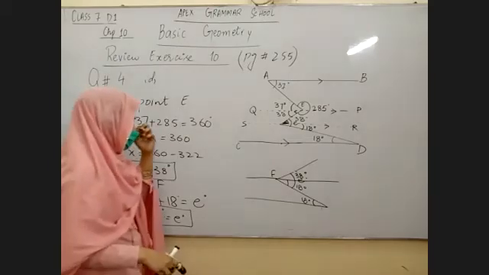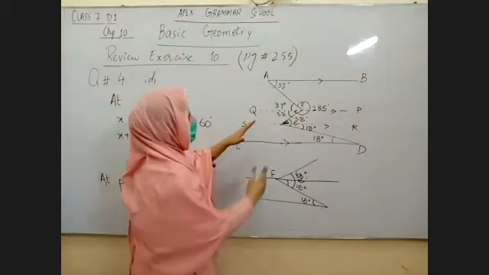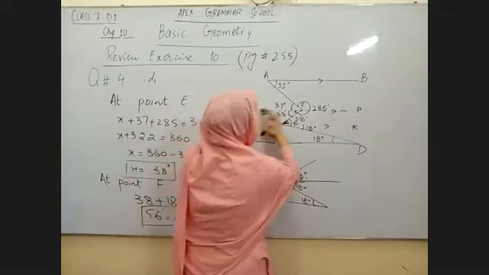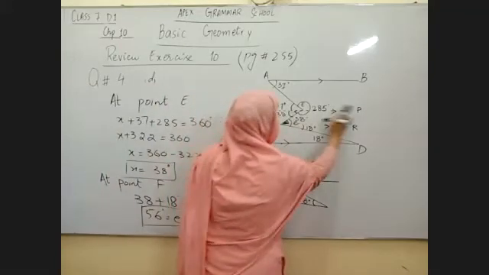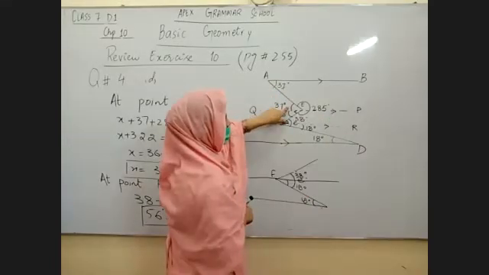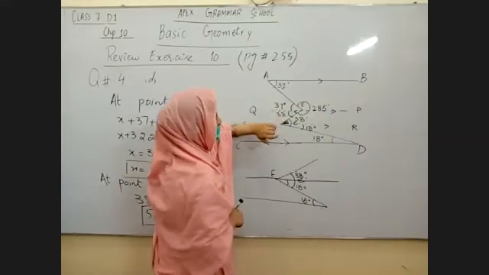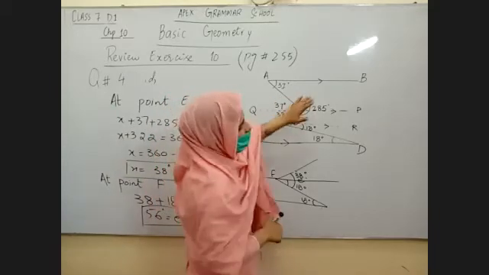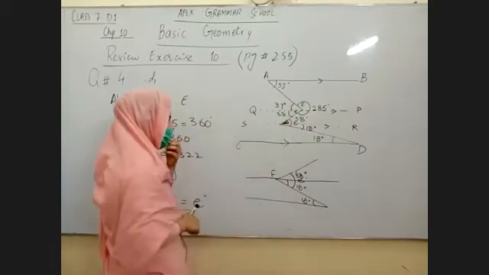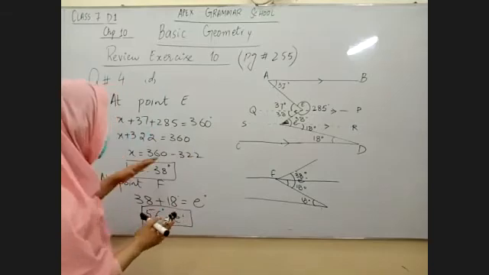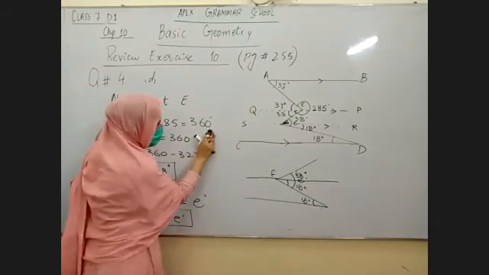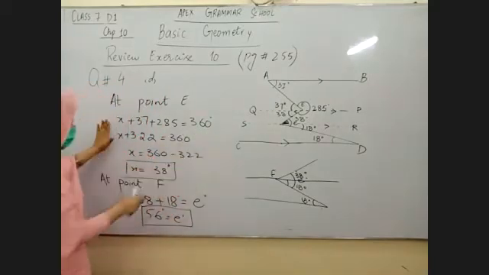In question number 4, D part, first at point E, I have drawn a parallel line. Basically opposite angles are same in measure, so this will also have it. I have named the lower angle to be x. Now x, 37 and 285, these three angles are completing one circle. So when I add up these three angles, the sum will be equal to 360 degrees. I have taken out the value of x to be 30.